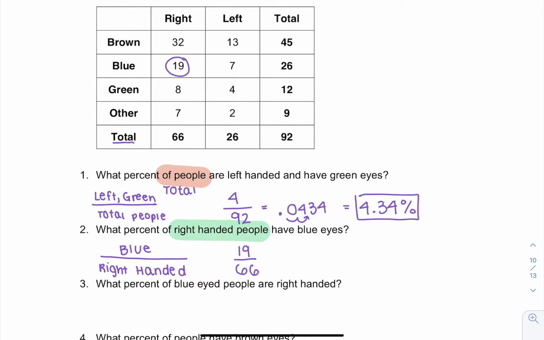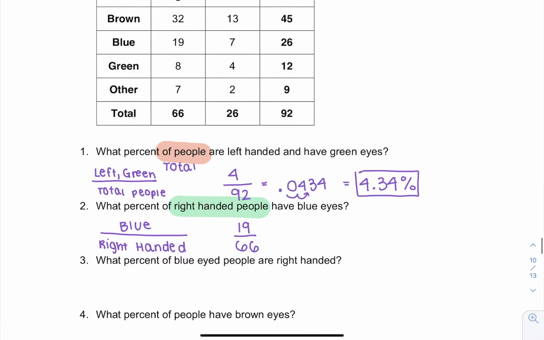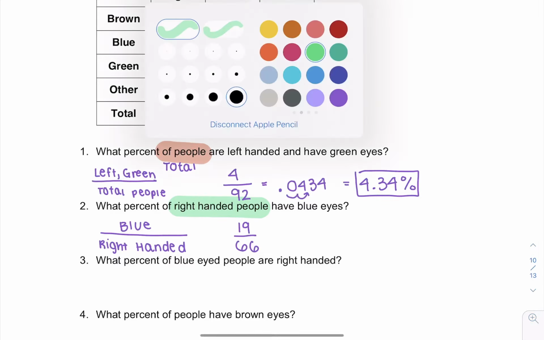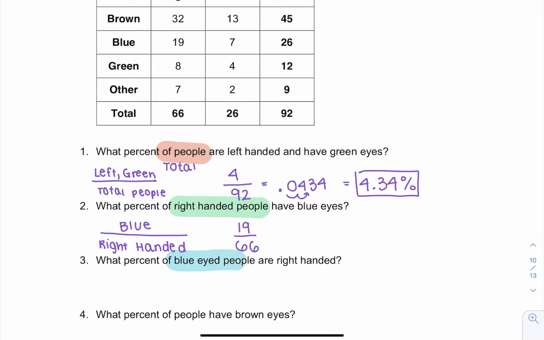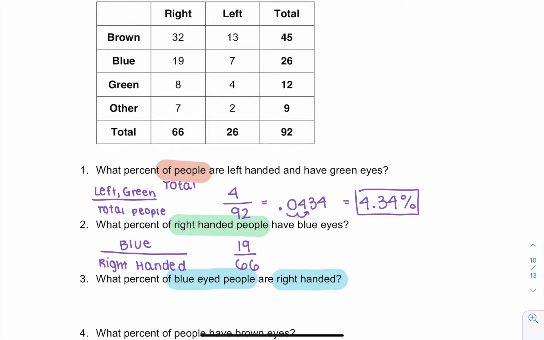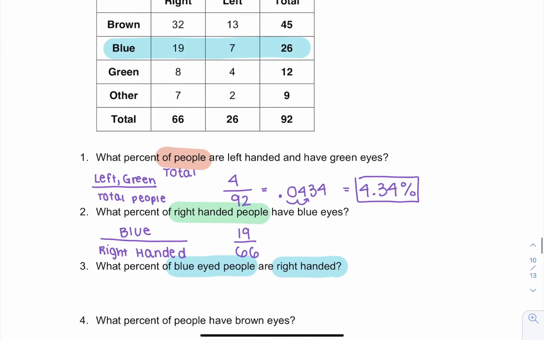Next up, what percent of blue people are right-handed? So now I'm looking for blue people that are right-handed. Blue-eyed people, right? So here's my blue-eyed people. The total number of blue-eyed people is 26. And if I look in that highlighted section, how many of them are right-handed? Well, there's 19 of them out of the 26, not 20.